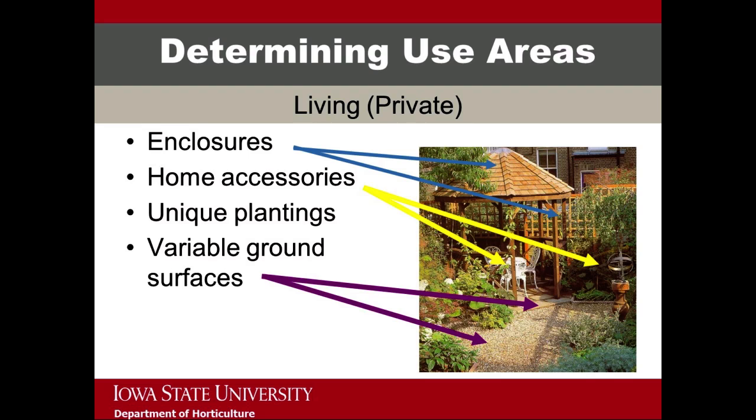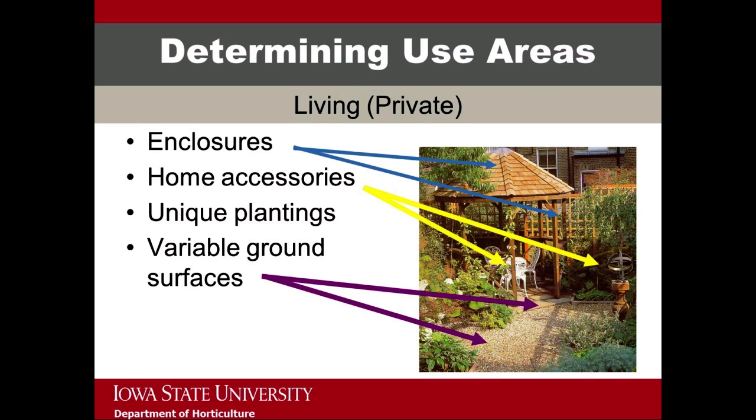I've included this image as another example of a living area in a landscape. I've highlighted the enclosures with blue arrows. These are a gazebo and a lattice fence. The home accessories are highlighted with the yellow arrows and include an outdoor dining set and a metal sculpture. You can see the plantings are an interesting mix of color, textures, and shapes.